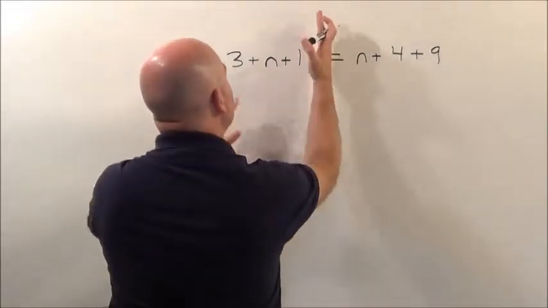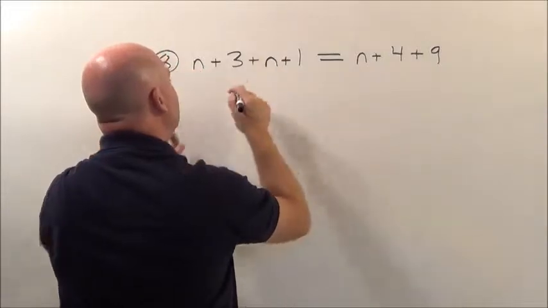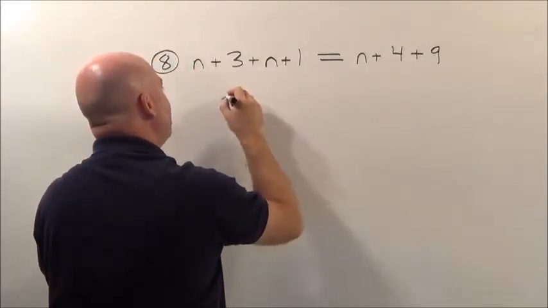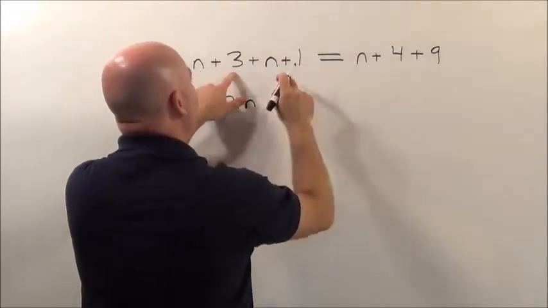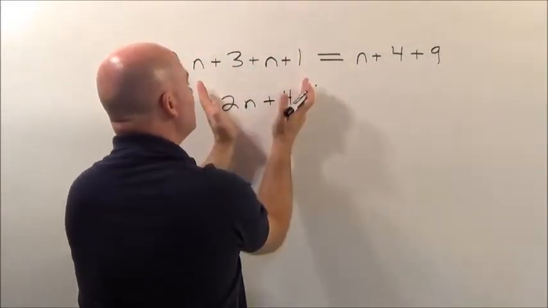So I'm just going to concentrate on this left stuff. I'm going to say what goes together here. Well, I have an n and an n. N plus an n is 2 of them, so I've got 2 n's. Add 3, add 1, that's the same as adding 4. So this just combines to 2n plus 4.